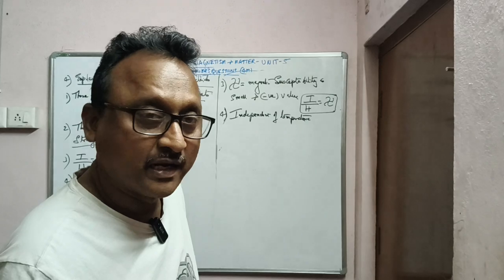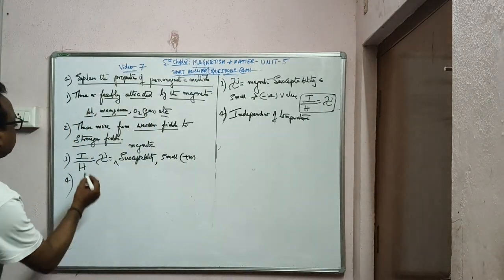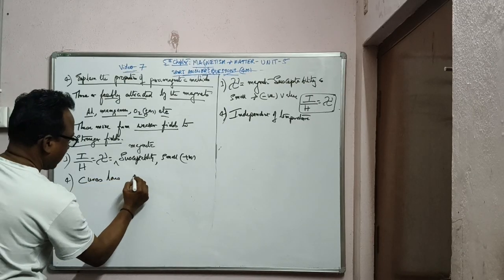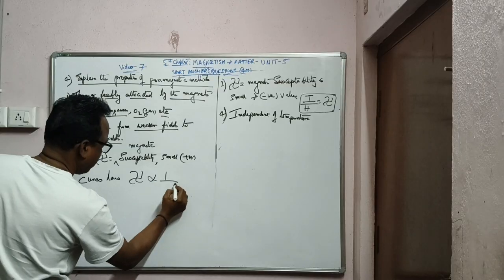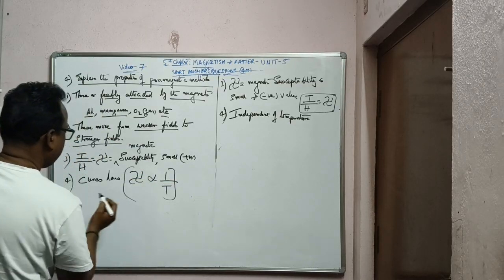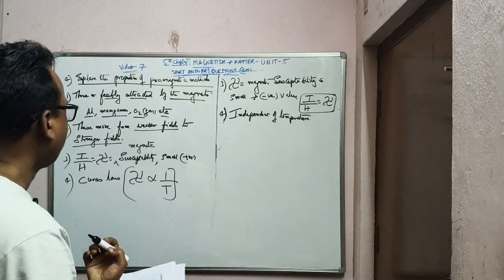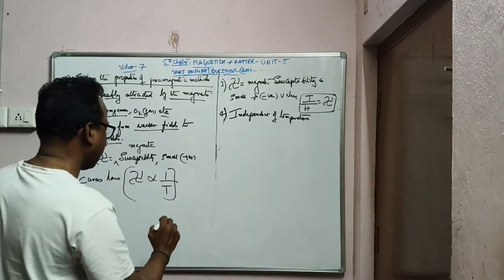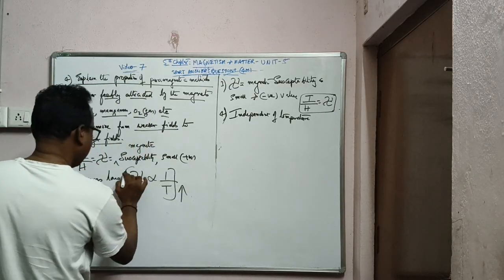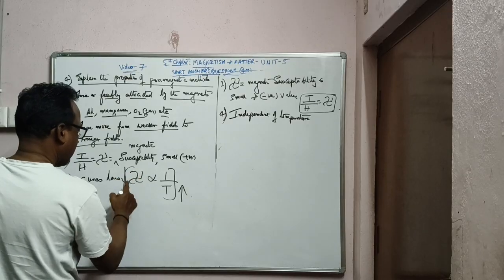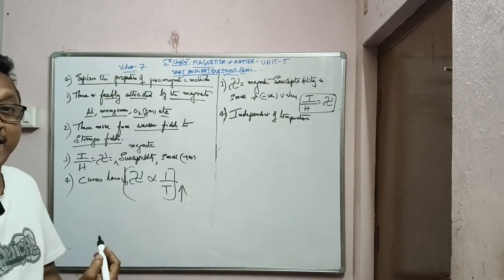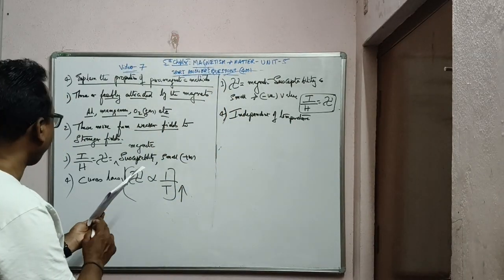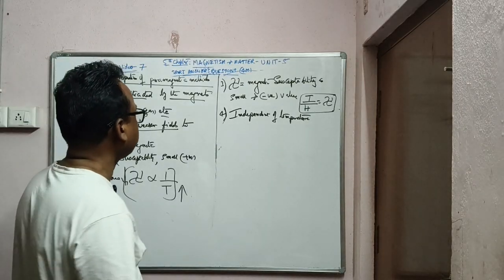Next one, regarding Curie's temperature, Curie's law. Zeta value is inversely proportional to absolute temperature. That is I by H, called Curie's law. That means when you increase the temperature, zeta decreases. If this increases, this decreases. Inversely proportional to absolute Kelvin temperature. So these are another 4 points in the paramagnetic substances.